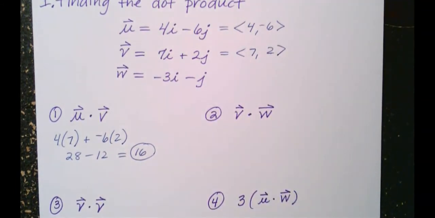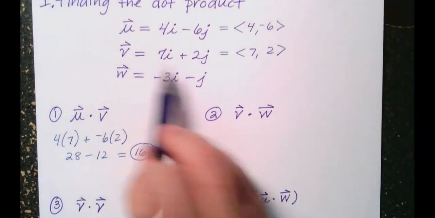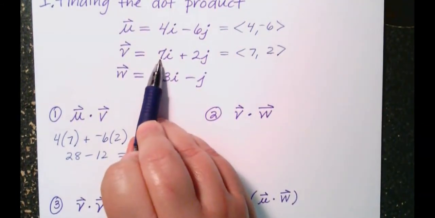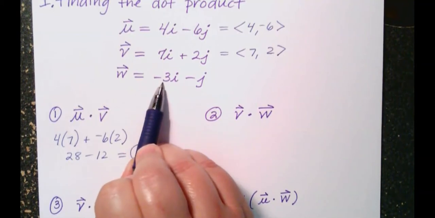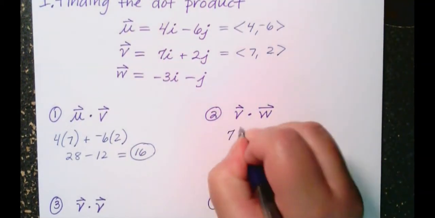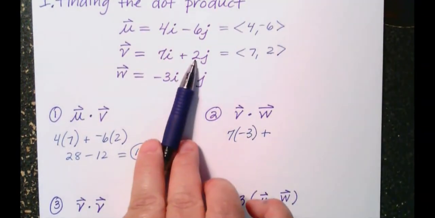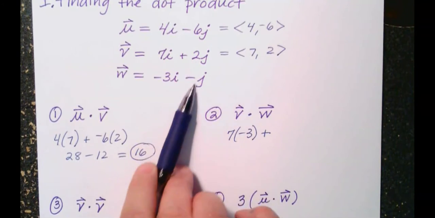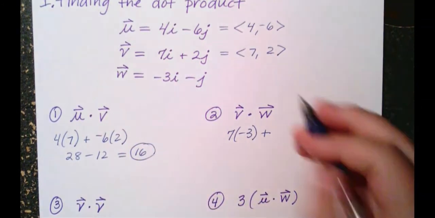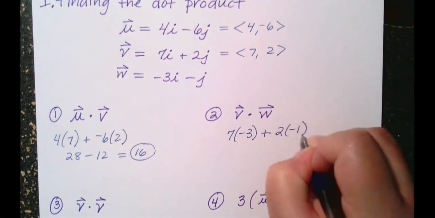Okay, let's try V, the dot product of V and W now. So V, the coefficient of I is 7, and for W, the coefficient of I is negative 3. So I'll start out with 7 times negative 3 plus, and then for J, the coefficient of J is 2, and the coefficient of J for W is negative 1, so 2 times negative 1.